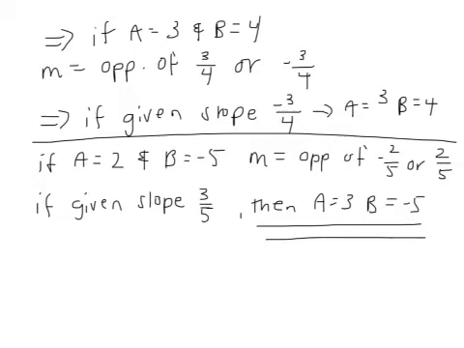If our a equals +2 and our b equals -5, then m, being the opposite of a over b, would be the opposite of -2 over 5, or just 2 over 5. If we're given a slope of 3 over 5, then our a equals +3 and our b equals -5, or the opposite of a over b.